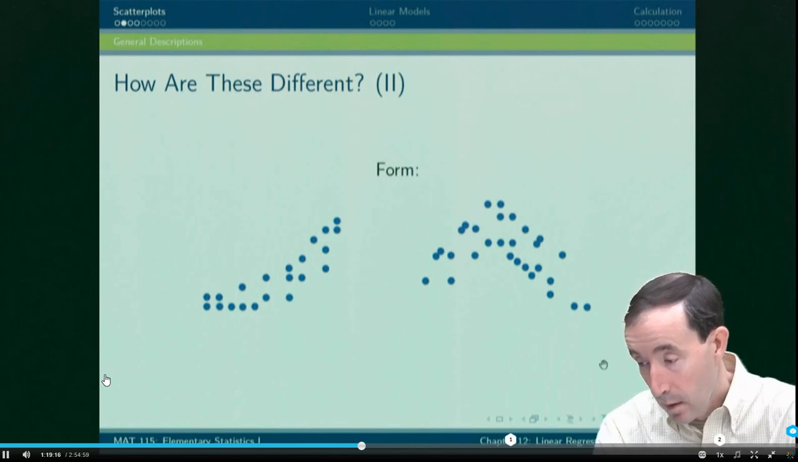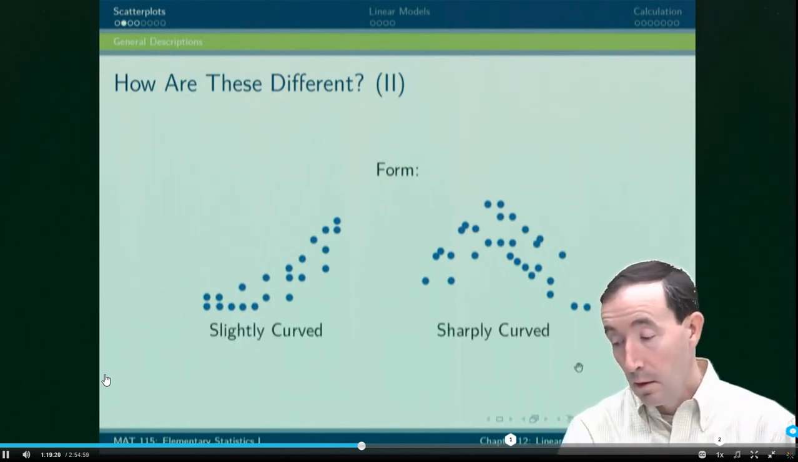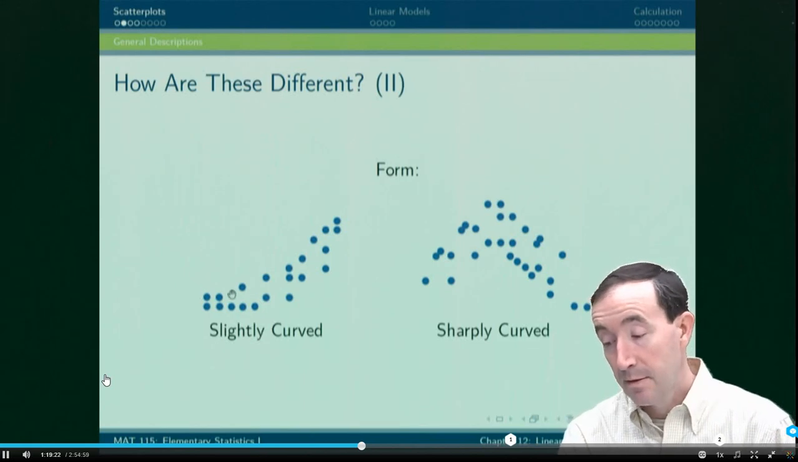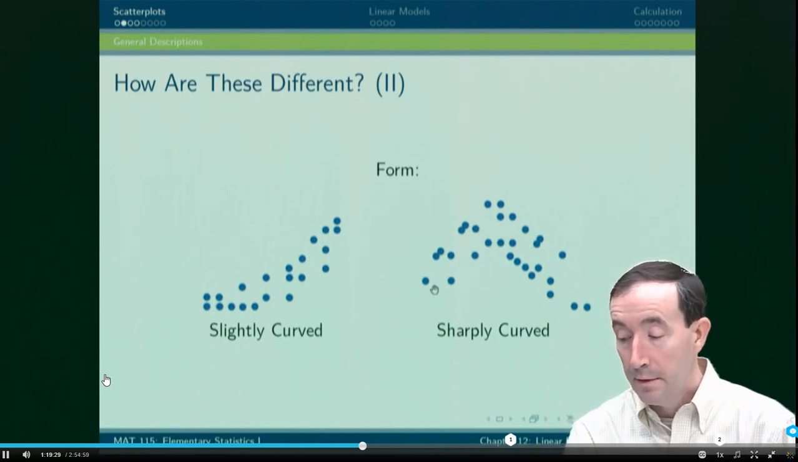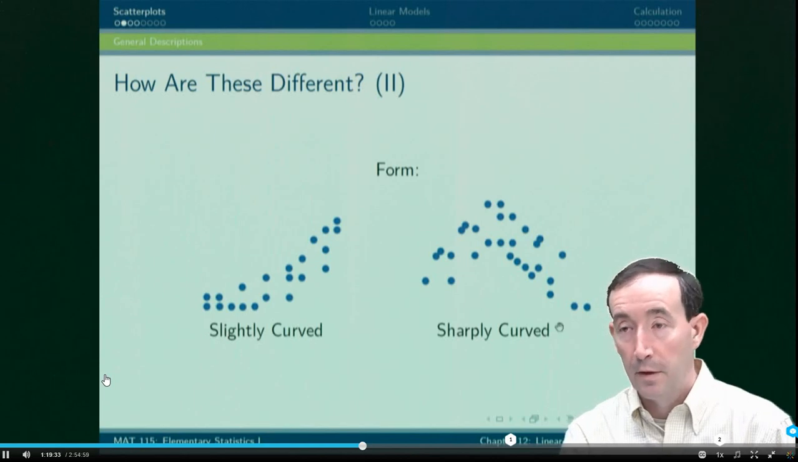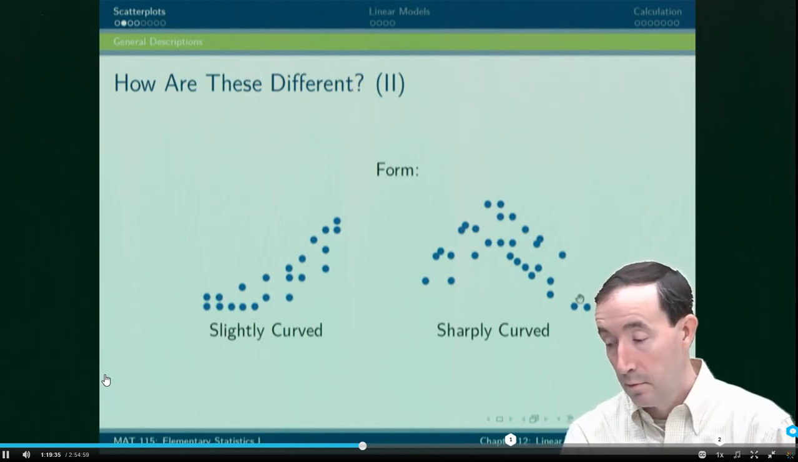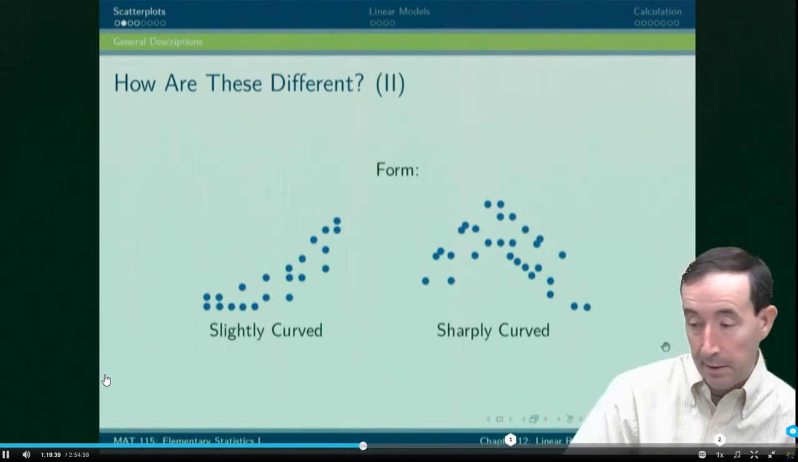Okay? So if I talk about the form of the shape, this first one is slightly curved, because again it has just this gentle upward curve. And this is sharply curved because if I were to draw this, it looks almost like a sine wave. It's a very sharp, complete turn. Okay, so that's sharply curved versus slightly curved.